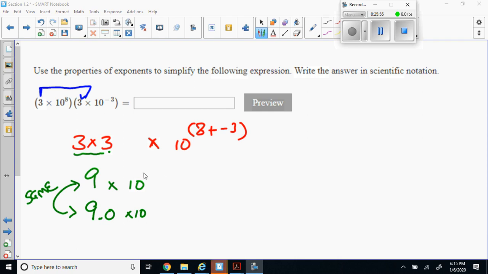Eight plus -3 gives me what, folks? Thank you. You could put 9 times 10 to the 5th, or you could put 9.0 times 10 to the what? 5th. Both of those are going to be correct, right? When you get done with this, what type of number am I looking at? Big number. How do you know it's a big number? Because... You know what I'm saying? You understand what you're looking at?